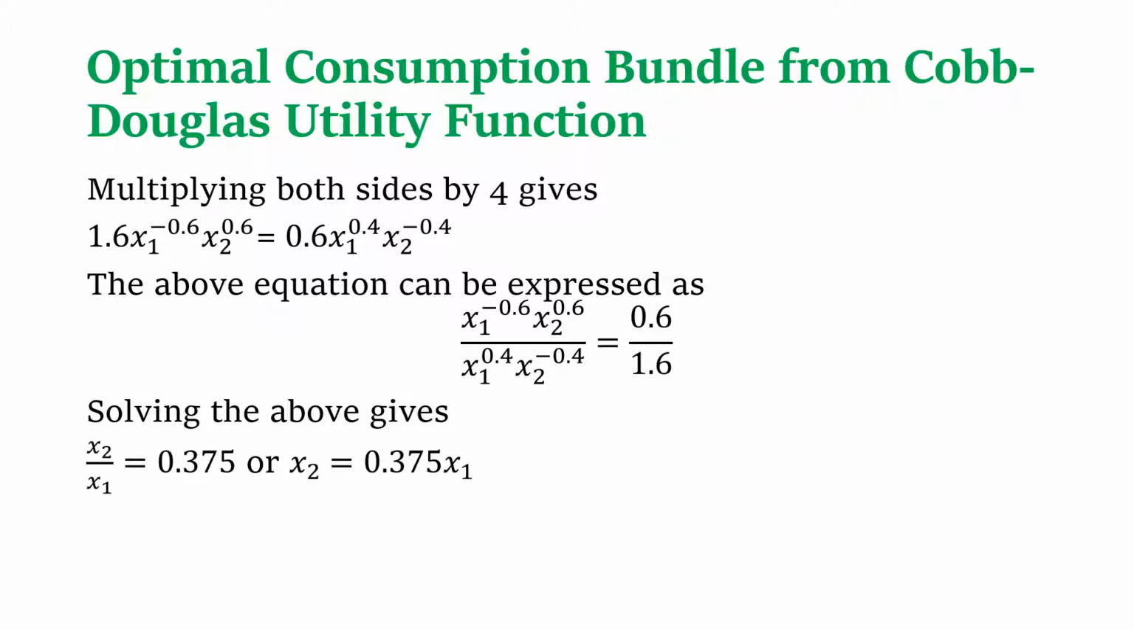So x2 to the power 1 multiplied by x1 to the power minus 1, or 1 over x1. So that gives us what? x2 over x1. And 0.6 divided by 1.6 gives us 0.375. So x2 becomes what? 0.375 x1, right? That one is simple. You all got that one, right? Okay, let's move on.